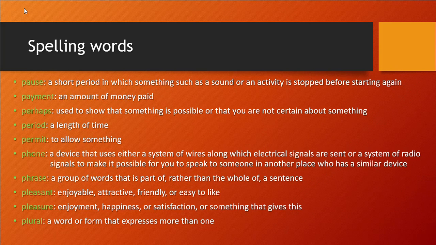A device that uses either a system of wires along with electric signals or a system of radio signals to make it possible. In our mobile, it is a radio signal. In landline, it is a wire system, right? So to make it possible for you to speak to someone in another place who has a similar device, that we call a phone. "Phrase": what is a phrase? A group of words that is a part of, rather than the whole of, a sentence, right? The group of words written in 2-3 lines, that we call a phrase.